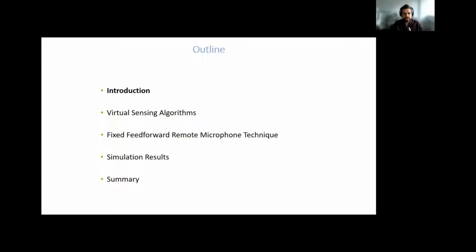Fourth, I'm going to present the simulation results that we achieved by means of acoustic transfer functions measured with a real device and a dummy head. Finally, I'm going to finish this presentation with a summary of the most important findings of our work.